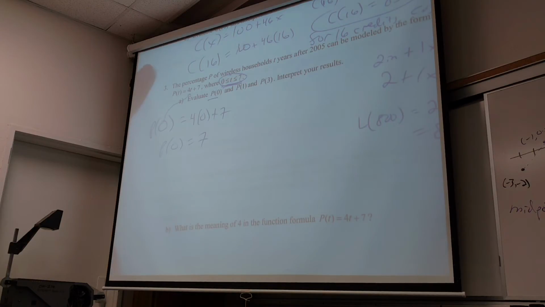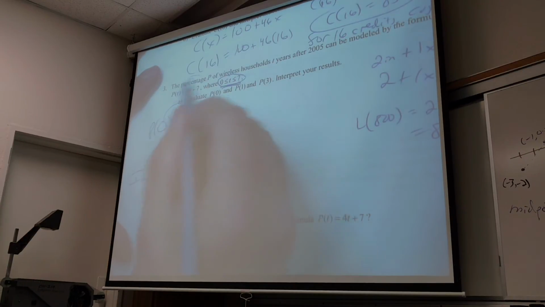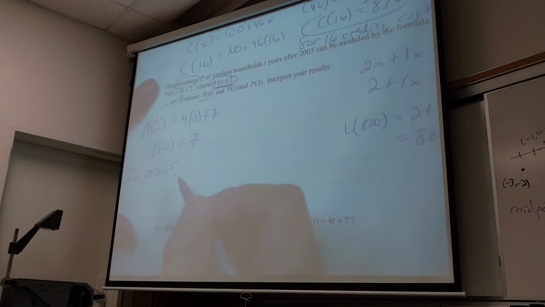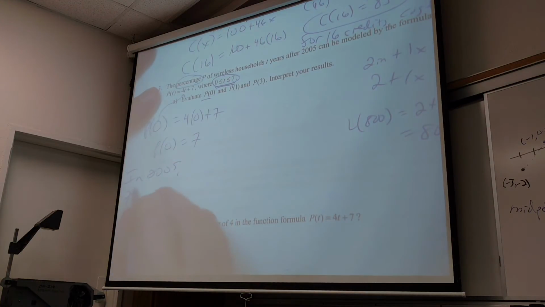What's the 0 mean? What year are we in? Don't say year 0. 2005. Good. In 2005. Keep going. What's 7 mean? There were 7 wireless households. I don't think so. Right? 7%. I think we were better off in 2005. 7% of wireless households. Percentage. Yeah. 7% of households had wireless connections. Is that cool? So in 2005, 7% had wireless. You guys with me?